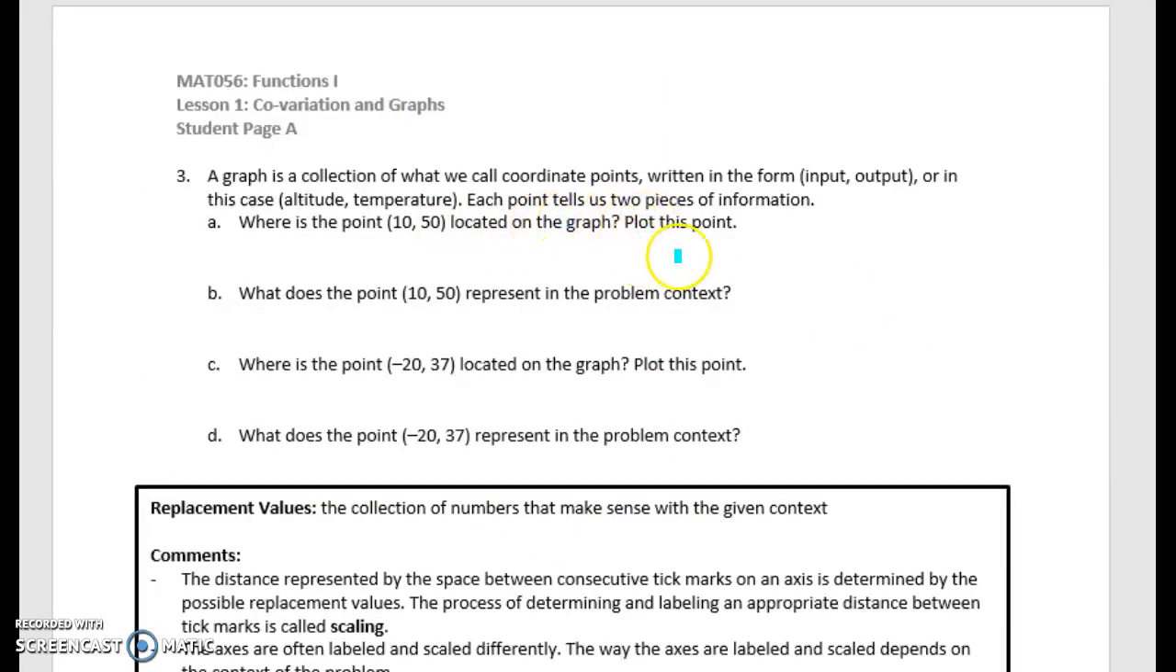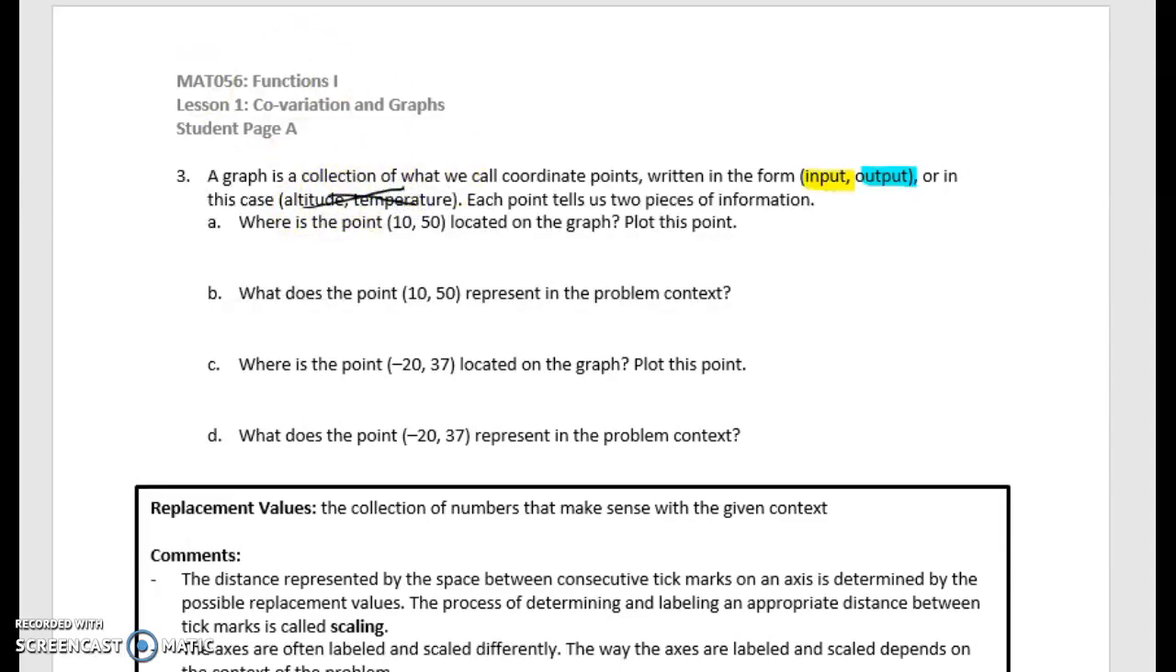So there's going to be some definitions and some parts of understanding that you can put on your big idea sheet from this particular student page. So a graph is a collection of what we call ordered points, written in the form of, again, input and output. And so input is first, output is the second thing, and I believe in this case, oops, we have this backwards. This actually is incorrect.